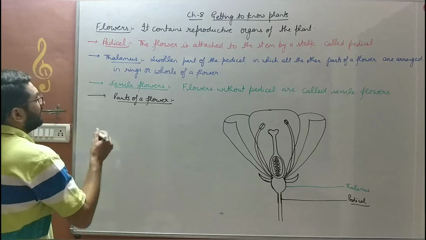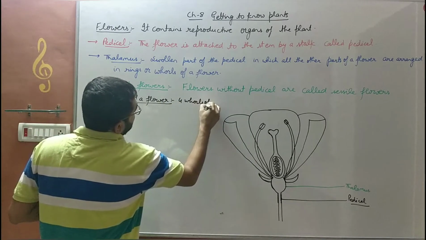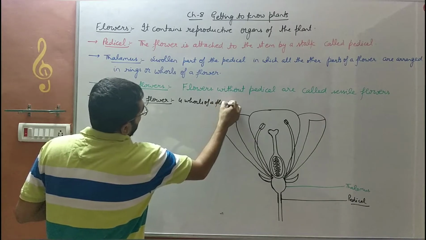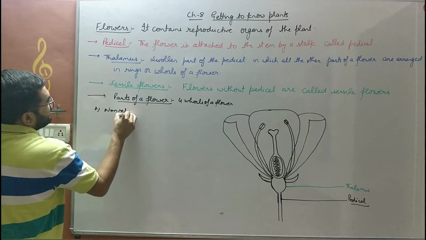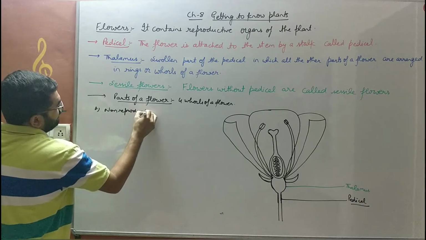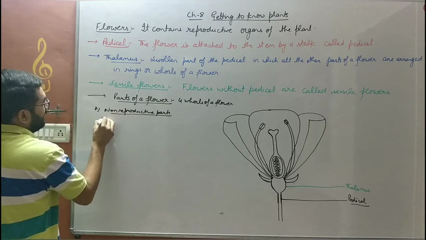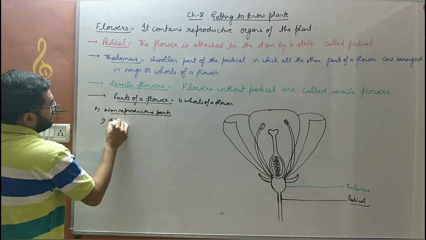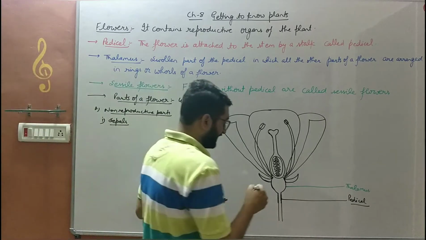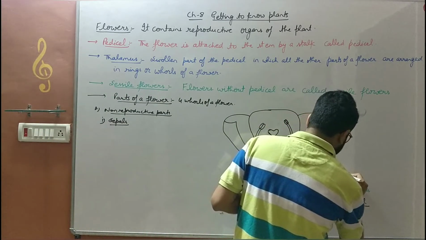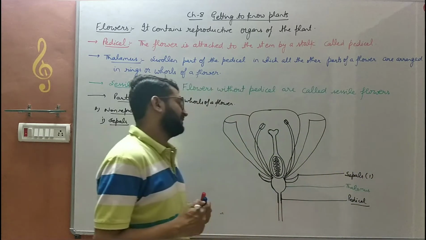There are basically 4 whorls of a flower. The 4 major parts. Non-reproductive parts, the first one is sepals. These are sepals, which are the first whorl of a flower.